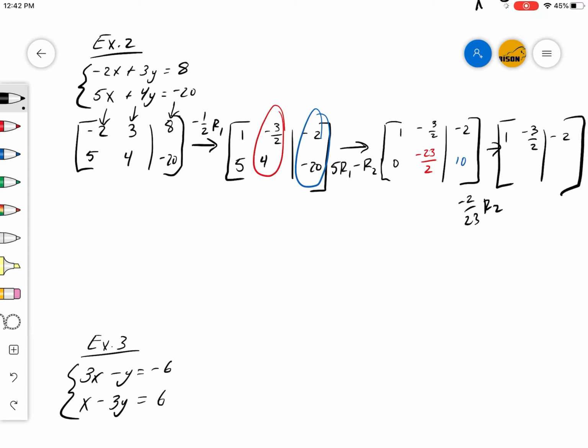But what it will do is give me that 0 times is still 0. Negative 23 over 2 times negative 2 over 23, those are reciprocals, so they cross out basically, so it gives you 1. And then I've got to do negative 2 over 23 times 10. I'm going to have to calculate. Negative 2 over 23 times 10 is negative 20 over 23.